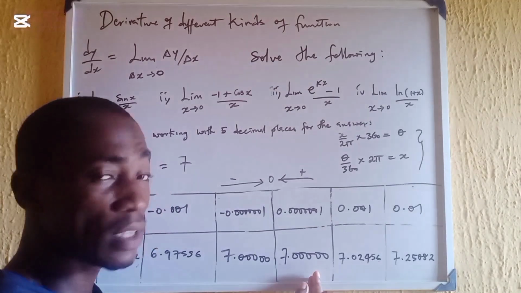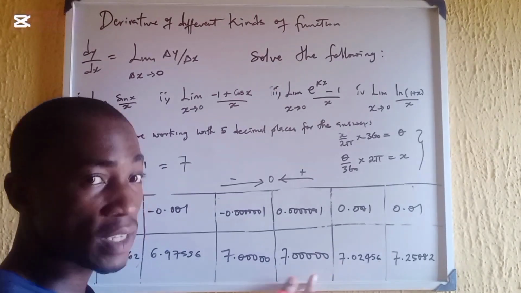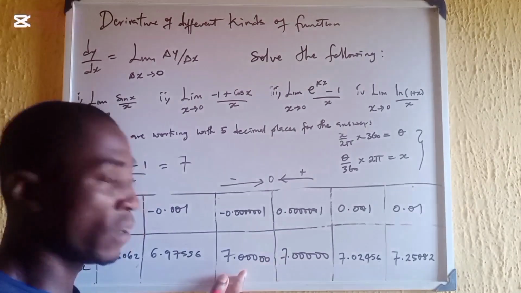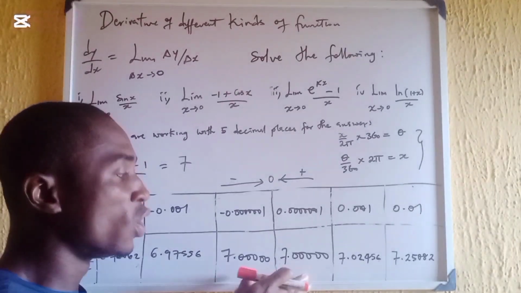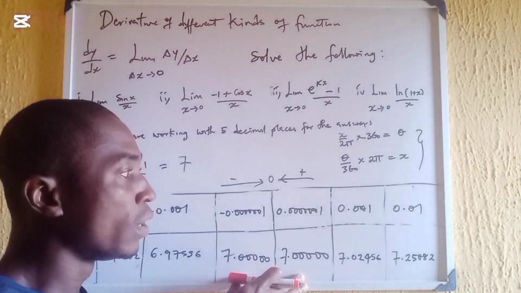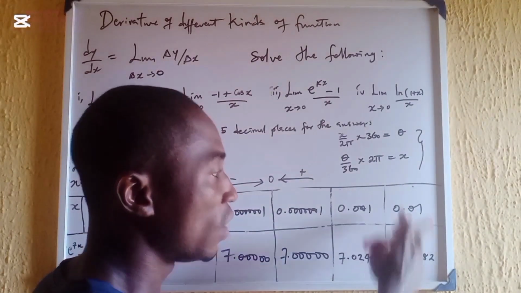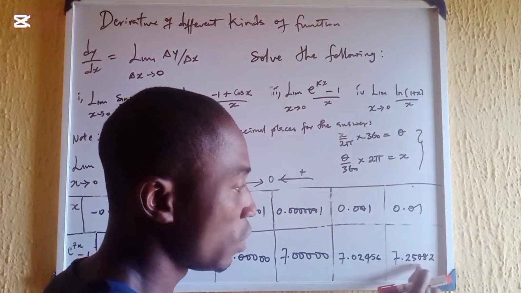We also got 7. That's for 5 decimal places. You have to approximate. You're working with 5 decimal places here, so when you approximate, you'll be getting 7 for both of them. Whereas for here, we're having 7.02456, and for here, we're having 7.25082.